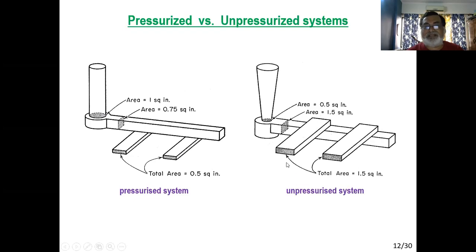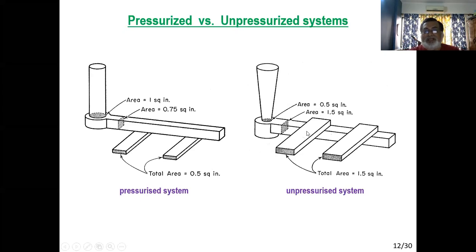In the unpressurized system, it is exactly the opposite. The bottom gate area, the bottom sprue area, is the smallest area, and from there on, the area is expanding. As the area is expanding, the velocity is decreasing. As the velocity is decreasing, the chance of turbulence is minimized. This is the sole purpose of this system, minimizing turbulence. Although there are a lot of disadvantages of this system, the purpose is to minimize turbulence.